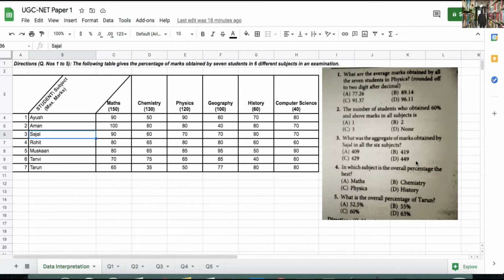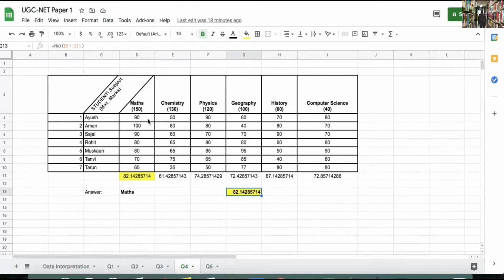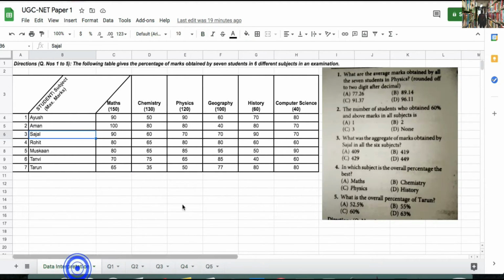Okay, let's move to question number 4. In which subject is the overall percentage the best? So we need to find out in which subject the overall percentage is the best or the maximum. Okay, now look at the question carefully here, what is written. In which subject is the overall percentage? You see, this data set has everything mentioned in percentage, so it's going to be very easy.